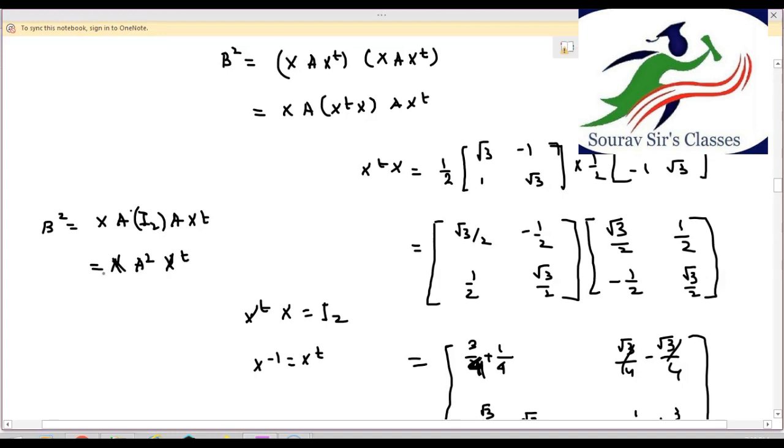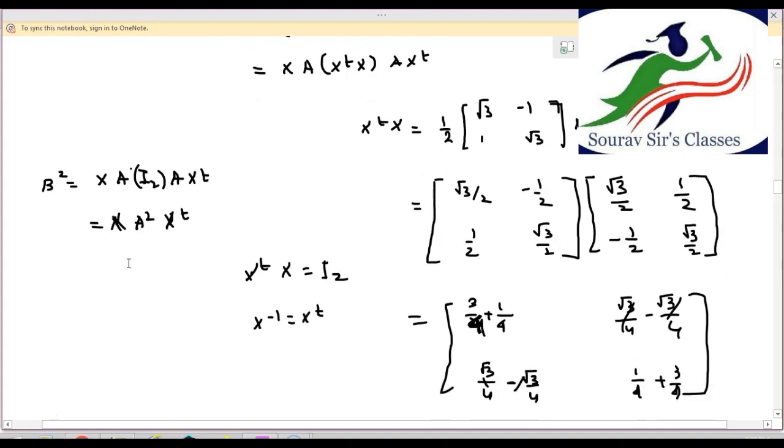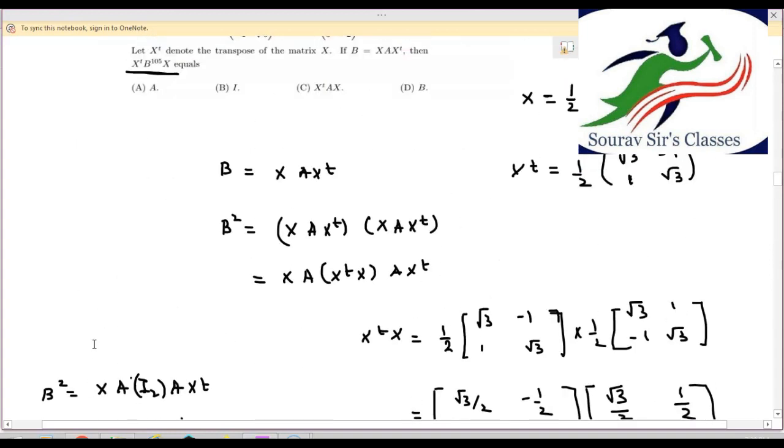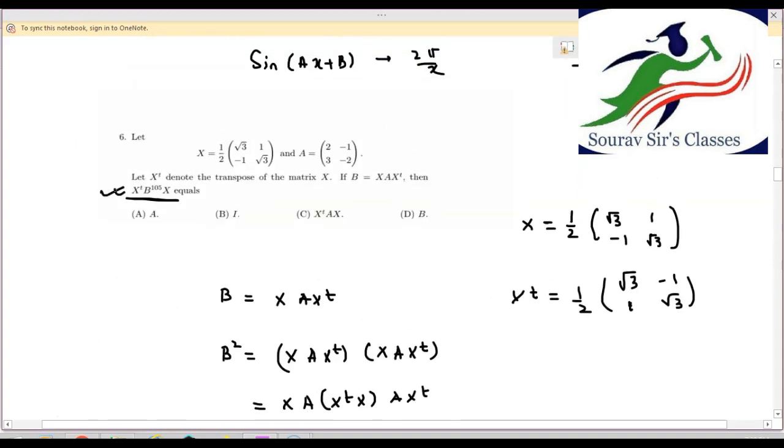So I can say that X transpose is the inverse of X. Now if B square is equal to X A square X transpose, what is B to the power 105? We can follow the inductive method to get B to the power 105, and it will be X A to the power 105 X transpose. Now we have to find out this value.